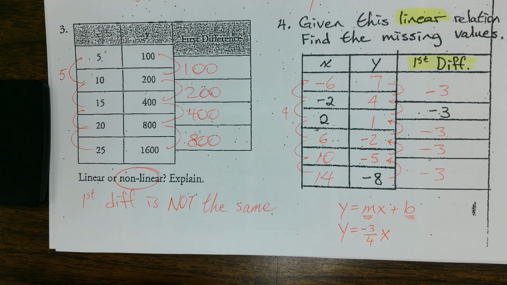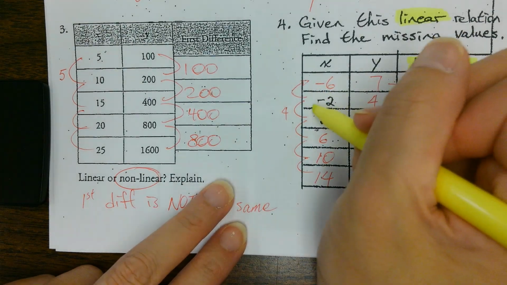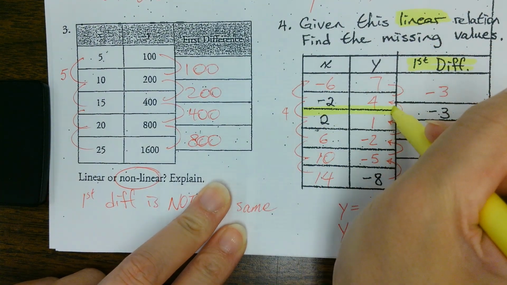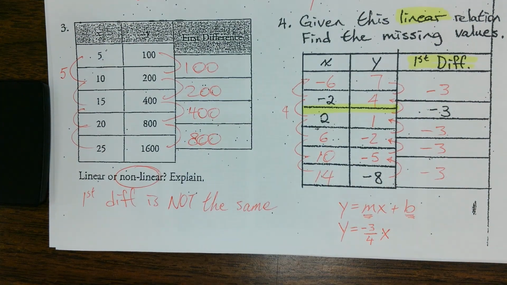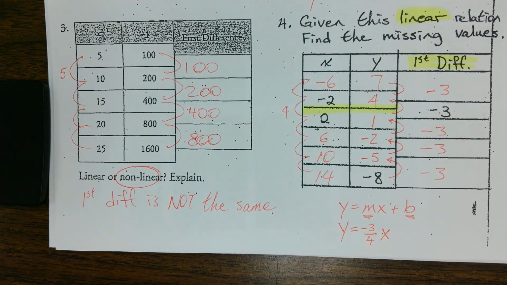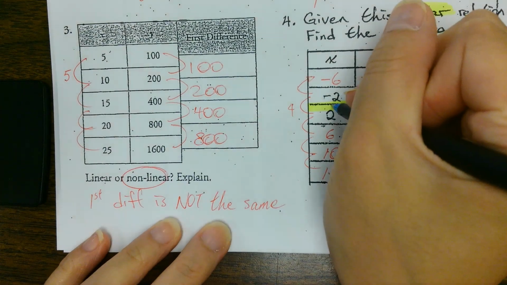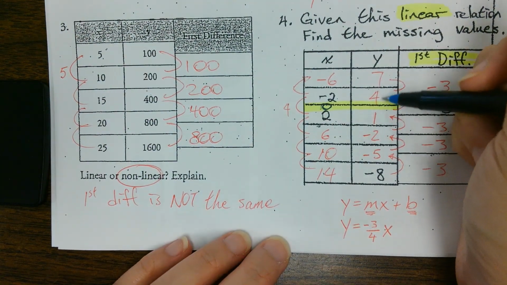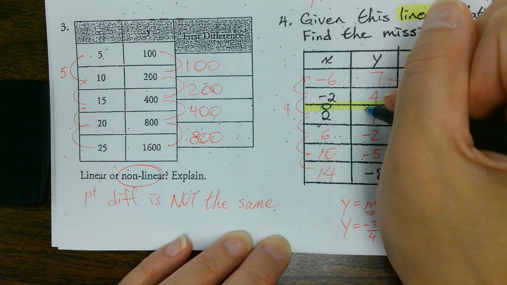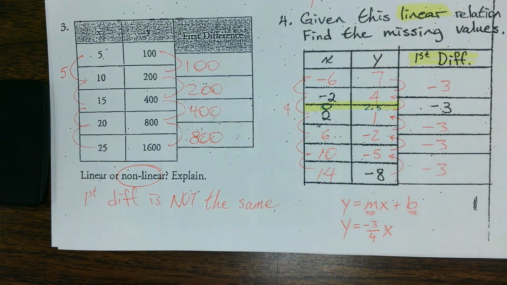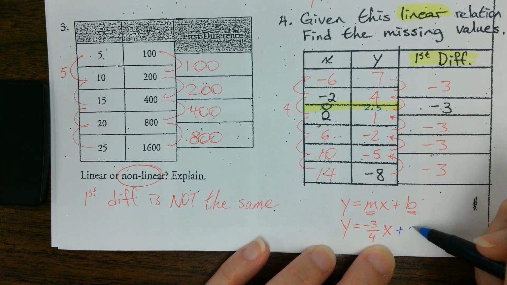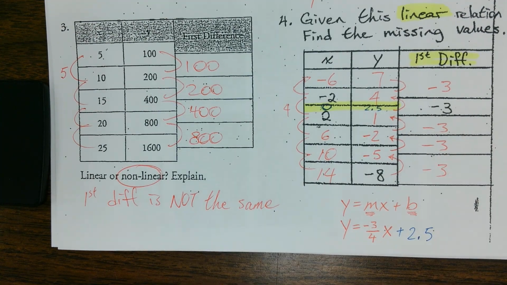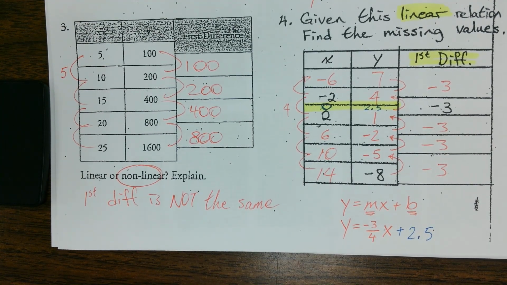How did you get 2.5? Where did that come from? Right here, this row in between -2 and 2 is the row 0. And so between 1 and 4, that number in between is 2.5. So plus 2.5. Right?